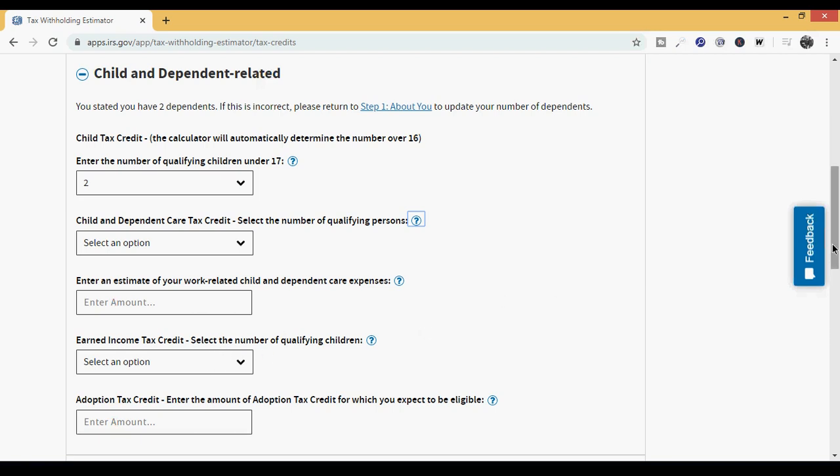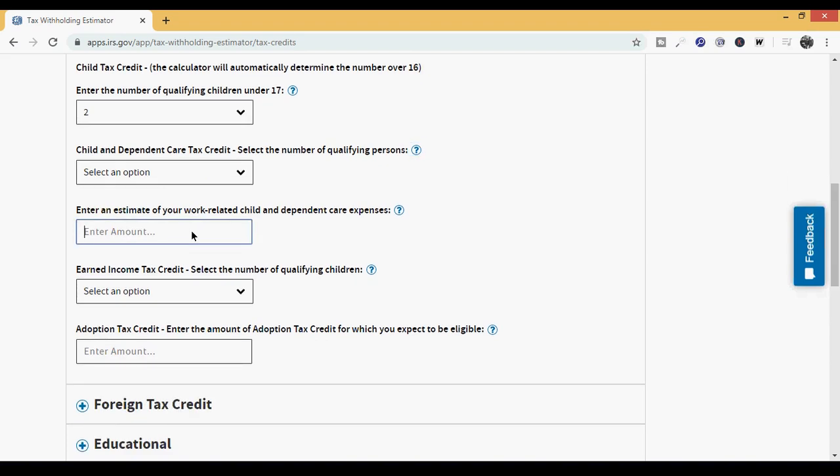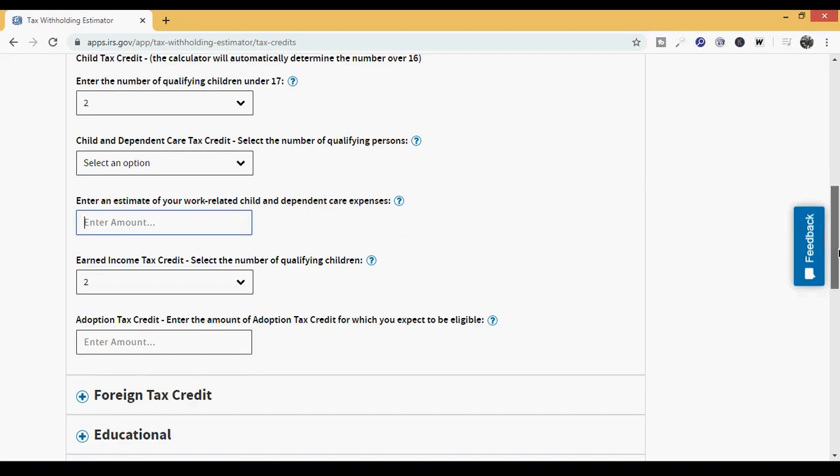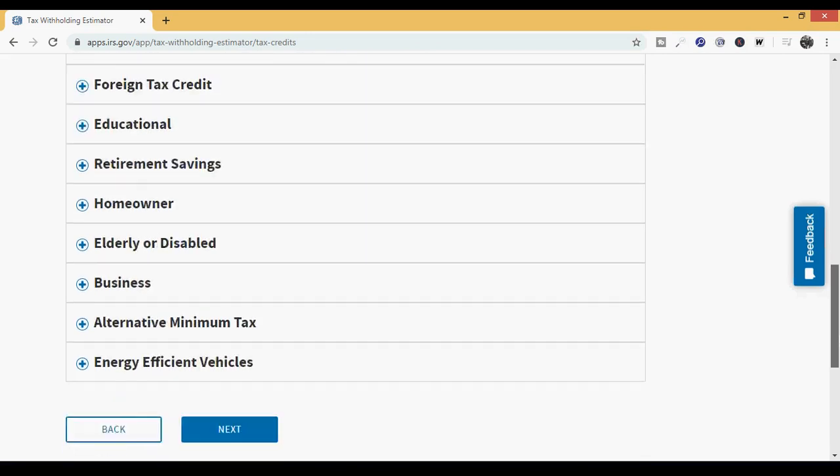Now, the next one is the earned income tax credit. It says to select the number of qualifying children. So we're going to put 2. Go back. Take that out. All right, and then the last one is the adoption tax credit, which the kids are not adopted, so we are going to go to the next step.